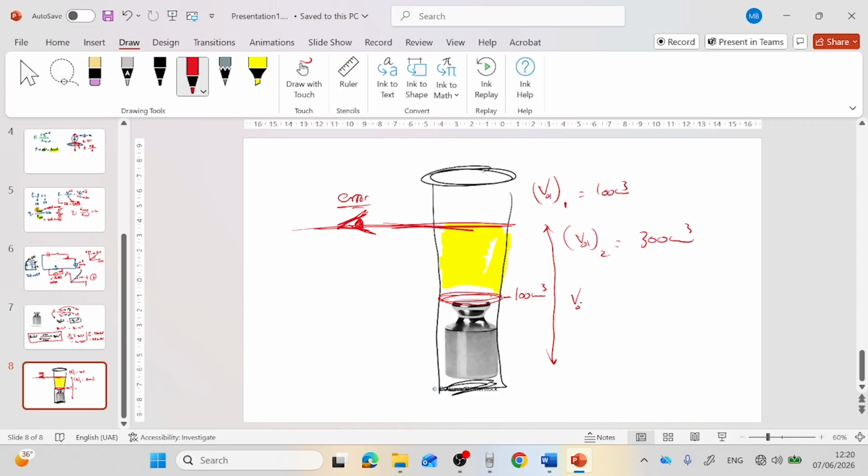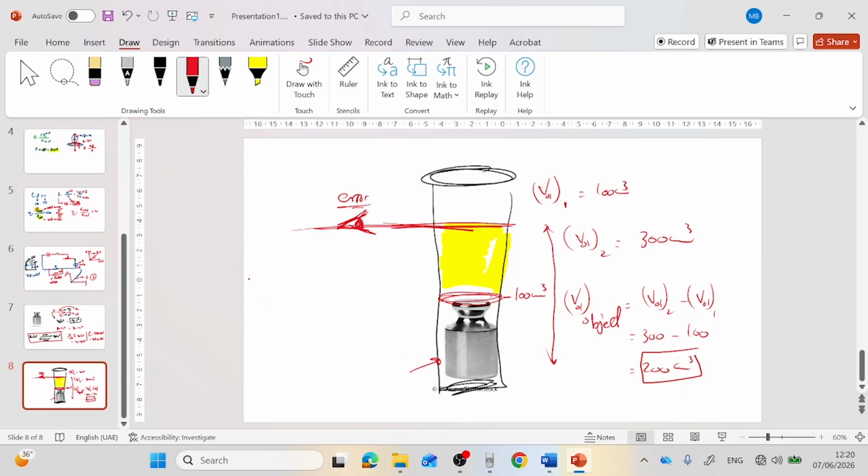How can you find the volume of the object itself? You will just subtract the two numbers. You will do volume 2 minus volume 1. Done. So in this case, it will be 300 minus 100, so it will be 200 cubic centimeters. So this is the way you can calculate the volume of an irregular shape.